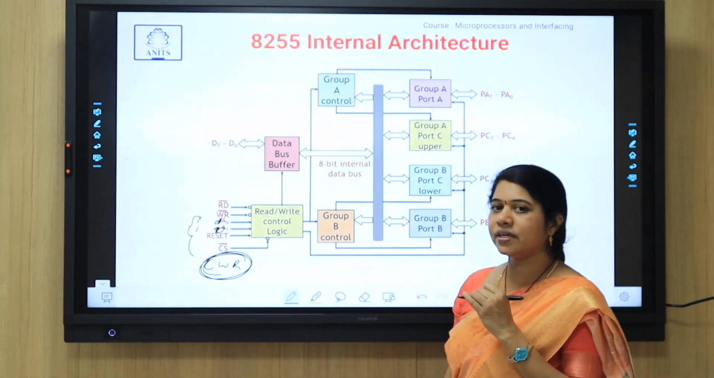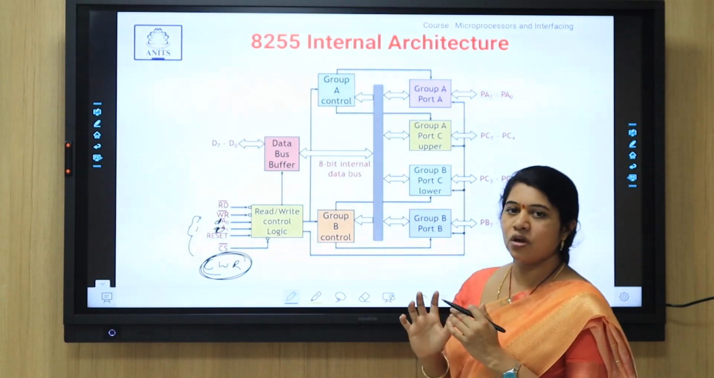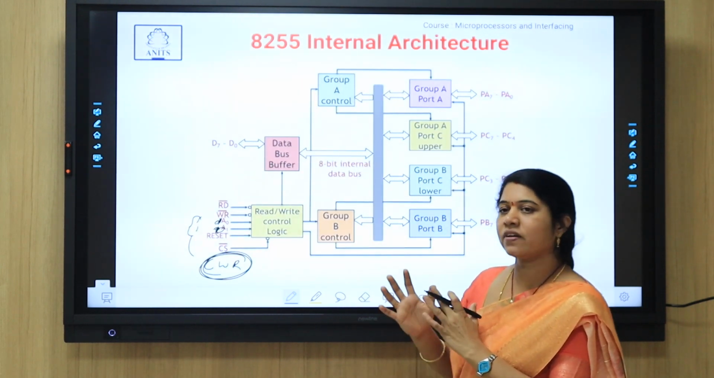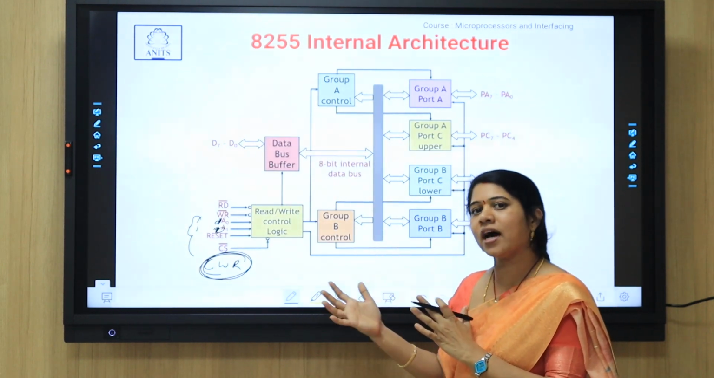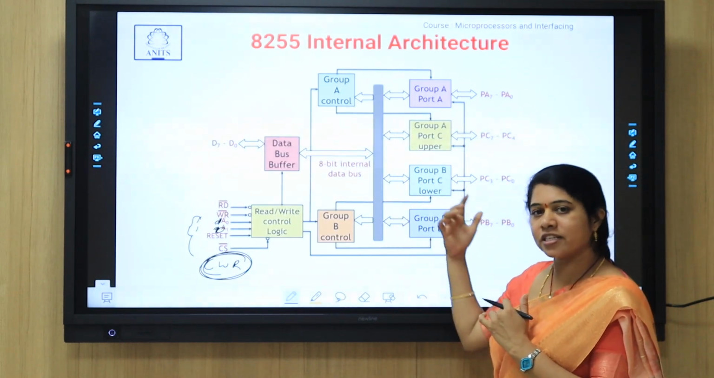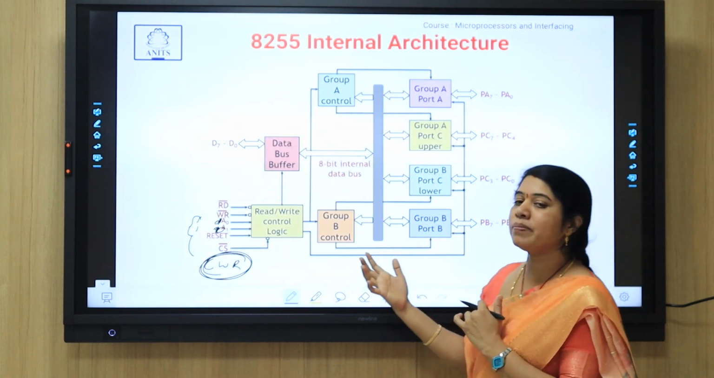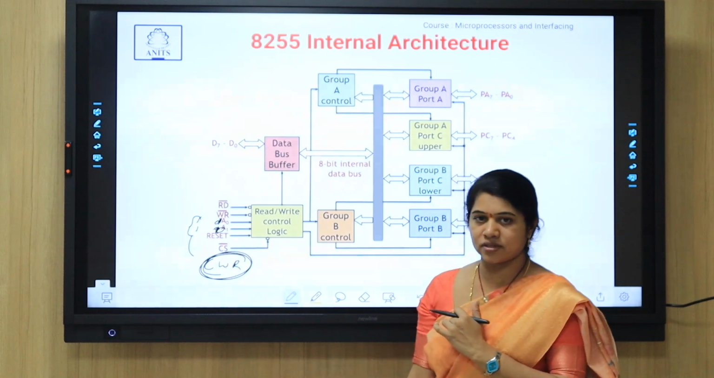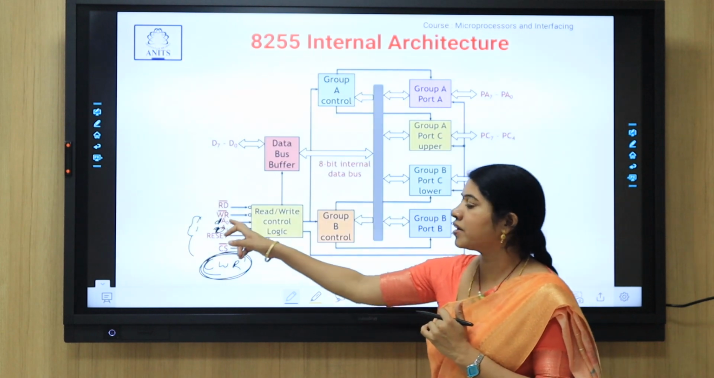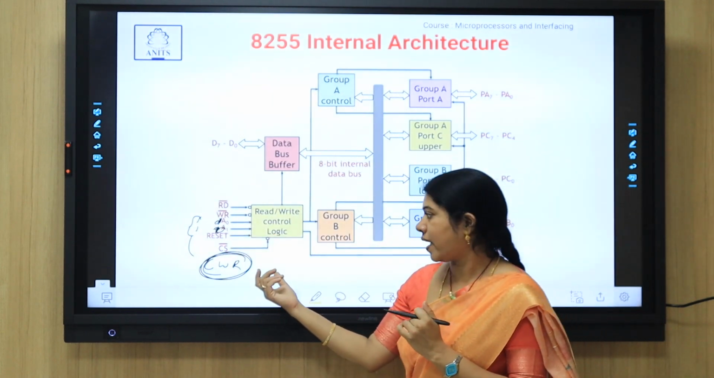Control word is the word that will be sent by the processor in order to configure these ports. How these ports need to operate, like whether the ports will be input ports or output ports. Yes, all the ports are bidirectional ports. In order to use the respective ports as input ports or output ports, that command will be entered into the control word register. So this control word register will be selected when these A0 and A1 address lines are 1-1. Okay, we'll see about the control word later.